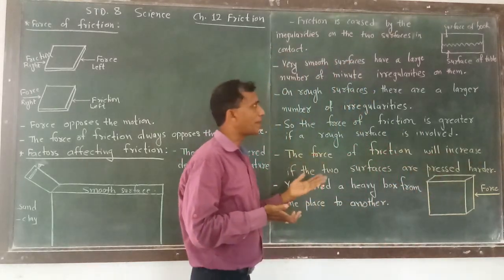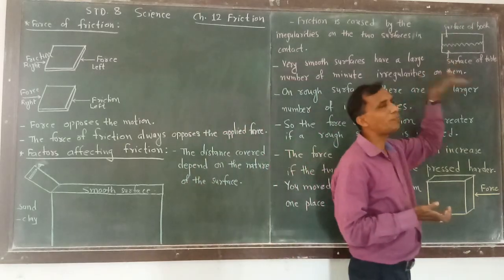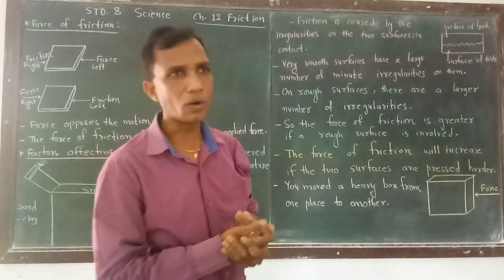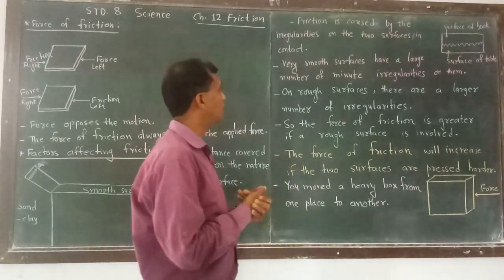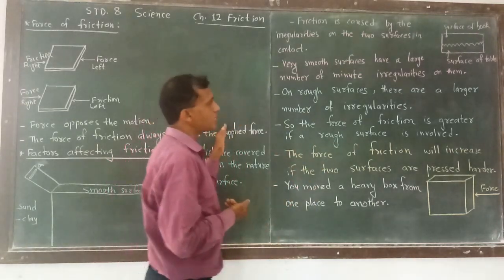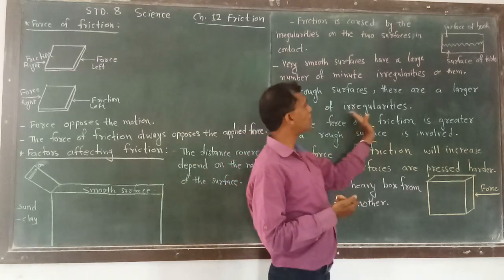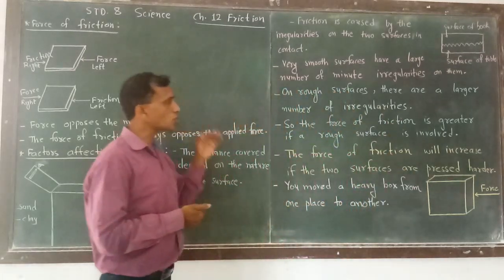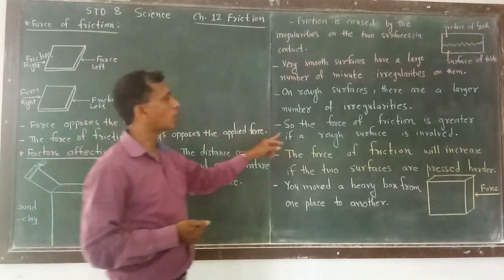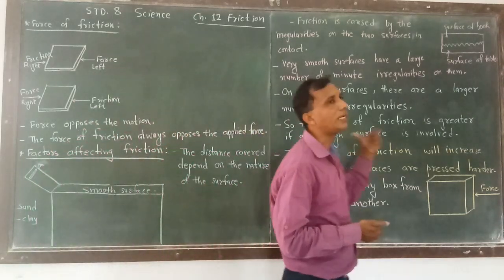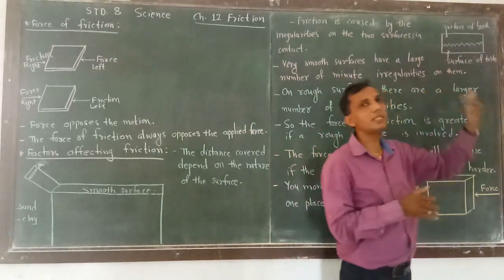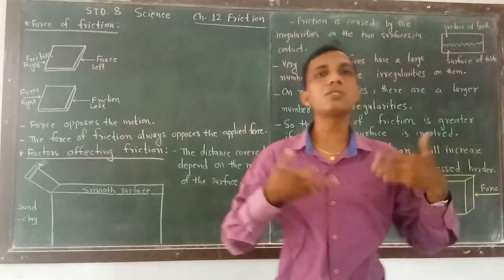Here, in place of the table, keep a rough surface such as cotton cloth, sand or clay on the table. On rough surfaces, a large number of irregularities will be observed. So the force of friction is greater if a rough surface is involved. When a rough surface is involved, more friction is produced.